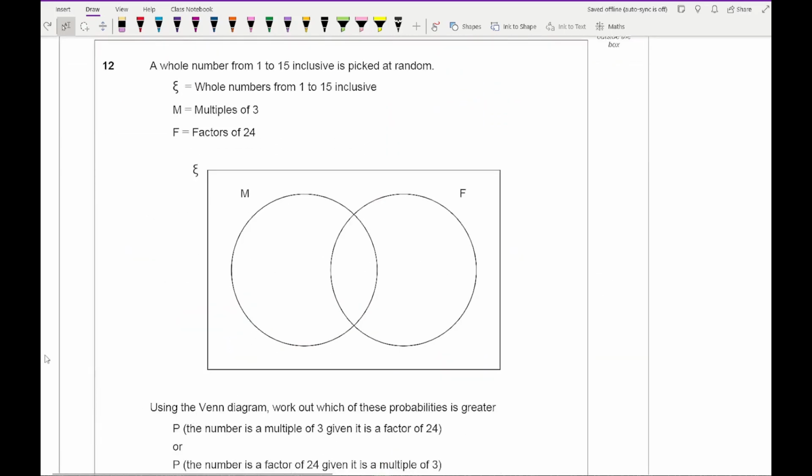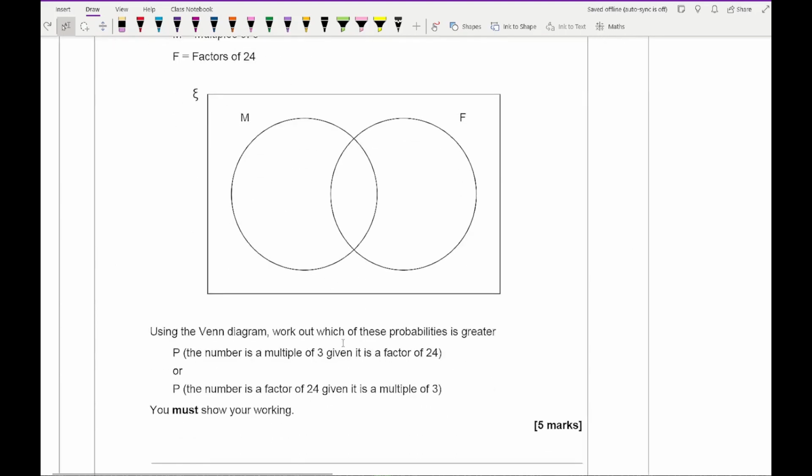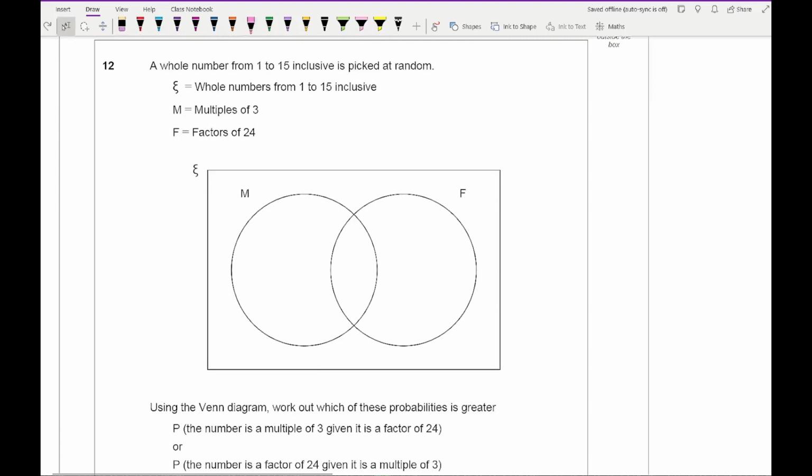Moving on to question 12, it says a whole number from 1 to 15 inclusive is picked at random. And it says M represents multiples of 3 and F represents factors of 24. Using the Venn diagram, work out which of these two probabilities is greater. So let's first of all complete the Venn diagram. In terms of the values, we're looking at the numbers 1 to 15, so 1, 2, 3, 4, 5, 6, 7, 8, 9, 10, 11, 12, 13, 14 and 15. And it says inclusive.